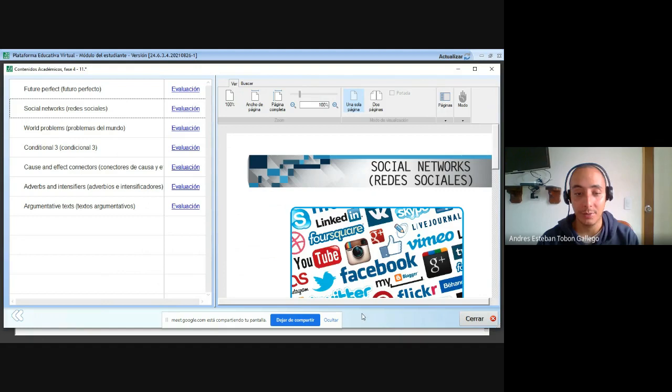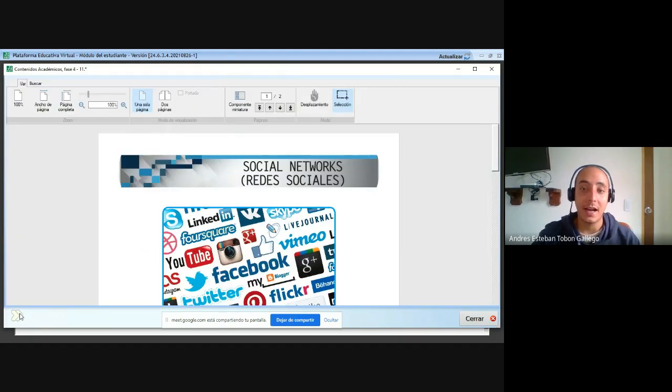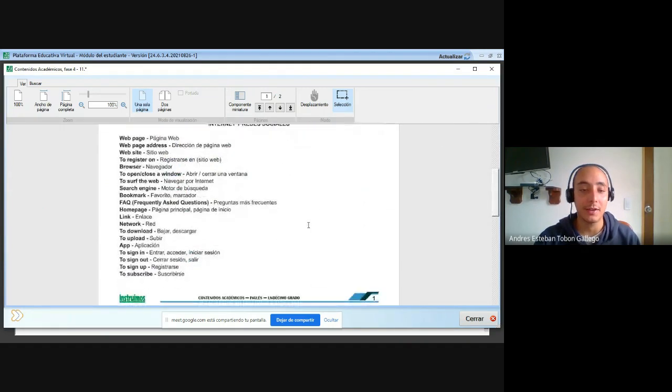Now, the second topic, an interesting idea regarding social networks, okay? First, take a look at the poster. Here we have some vocabulary: a web page address, a website to register on, a browser to open and close a window, to surf the web, a search engine, a bookmark, FAQ, frequently asked questions. Can you see the abbreviation there? A home page, the link, the network, to download, to upload, an application, to sign in, to sign out, to sign up, and to subscribe.